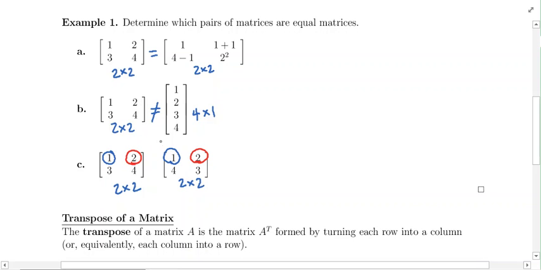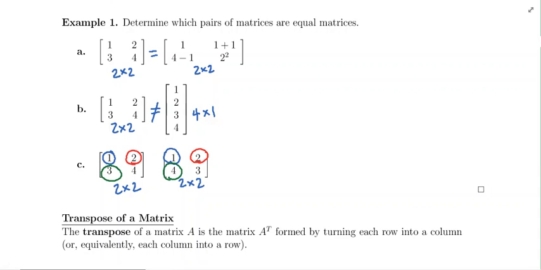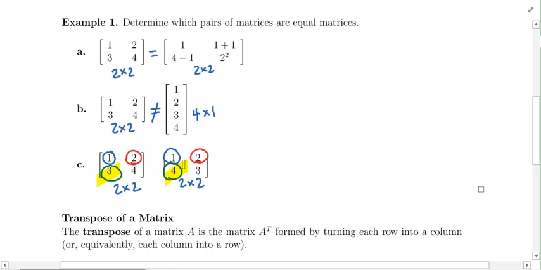Now let's check the bottom left. This matrix has a 3, this matrix has a 4. So that's a problem. The number in the second row, first column is a 3 in this matrix. And in the second matrix, the corresponding element, the number in its second row, first column, is a 4. So we don't have the same numbers in the same positions. So these two matrices are not equal.